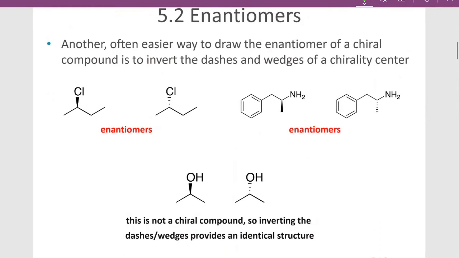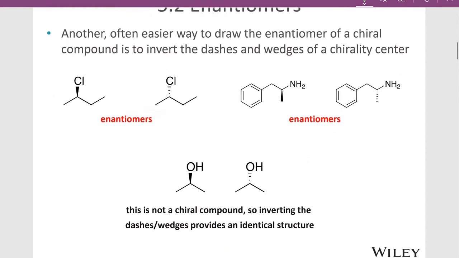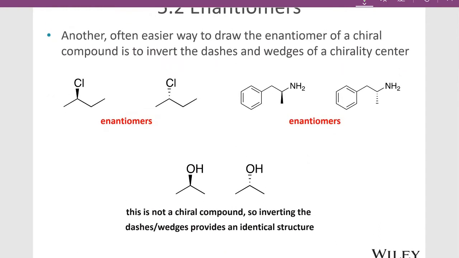So the easier way to draw the enantiomer is to invert the wedges and dashes of a chirality center. So we can simply draw the enantiomers by inverting wedges and dashes. So this is the enantiomer of this. This is the enantiomer of this. And what about this compound down here? This is not a chiral compound, so we don't even need to put a wedge or a dash here, because this carbon has two methyl groups attached, making it achiral.